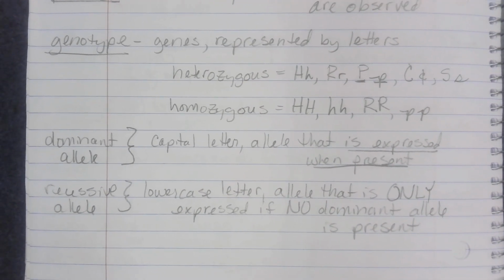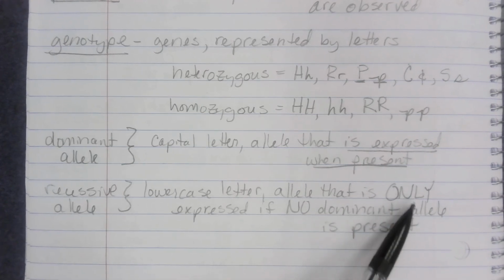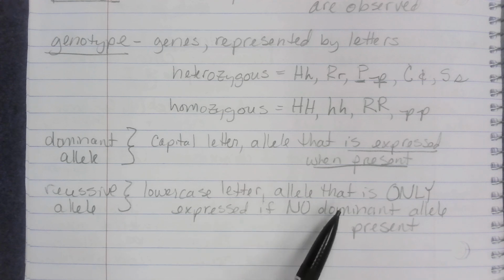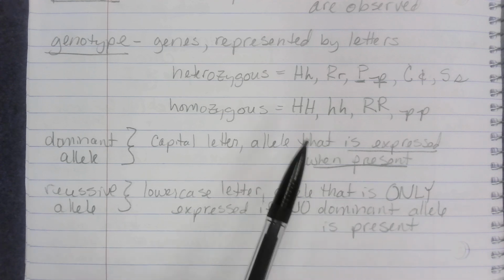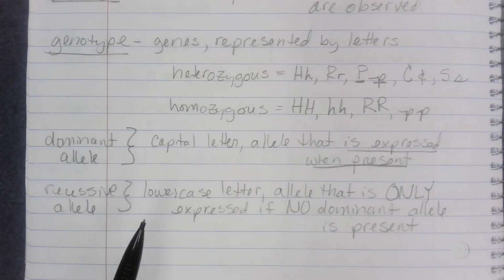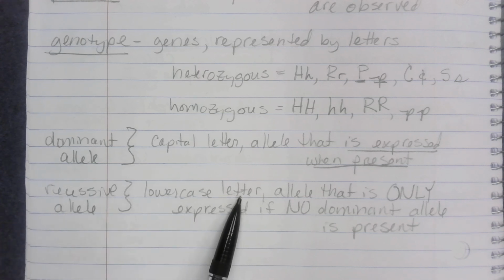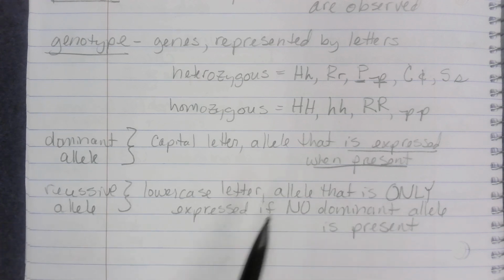Recessive alleles are represented by lowercase letters, and it's the allele that is only expressed if no dominant allele is present. So you have to have a homozygous recessive genotype in order to see a recessive characteristic.